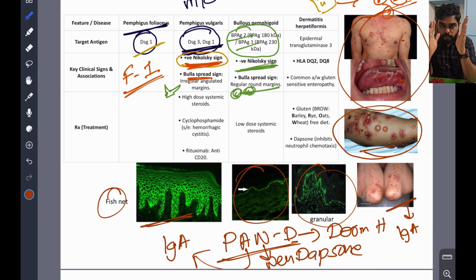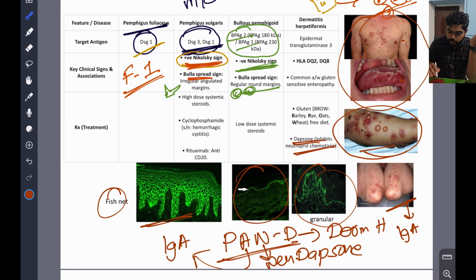So summarizing, this is very important. Pemphigus vulgaris and foliaceous affect the oral mucosa. Pemphigus vulgaris has a positive Nikolsky sign and bulla spread sign, and it has a fishnet appearance in immunofluorescence, clear. Bullous pemphigoid has linear immunofluorescence and a negative Nikolsky sign, clear. Dermatitis herpetiformis: IgA, papillary tip microabscess, neutrophils are rich, and dapsone is the drug. You can see dapsone. And here you can see the treatment is different.